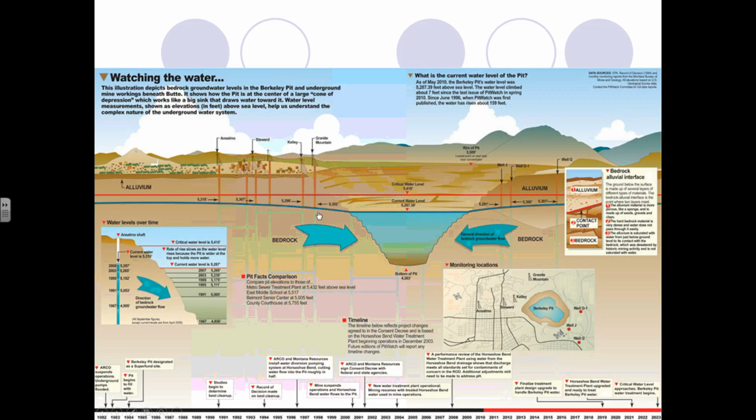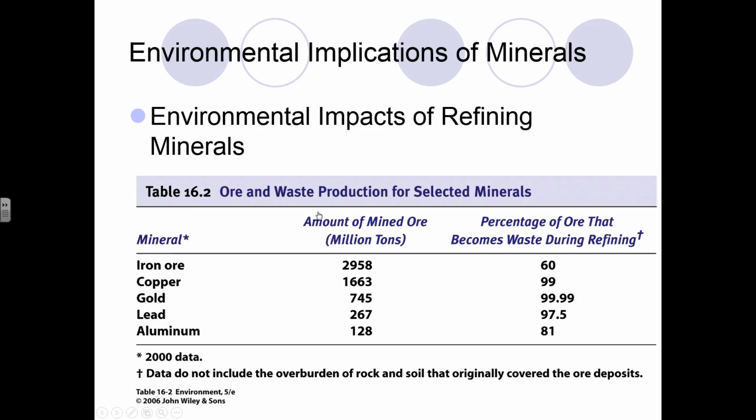Okay, if you look at this, this is from your textbook, 16.2. You can see the ore and the waste production for selected minerals here. Look at that gold right there. Look at the percentage of that rock or ore that becomes waste during the refining process. So we have a lot of waste. We're getting that mineral, and the value of gold is pretty high, especially for copper. You can see that 99%. And we're removing all of that excess rock, and we're just trying to get that mineral.